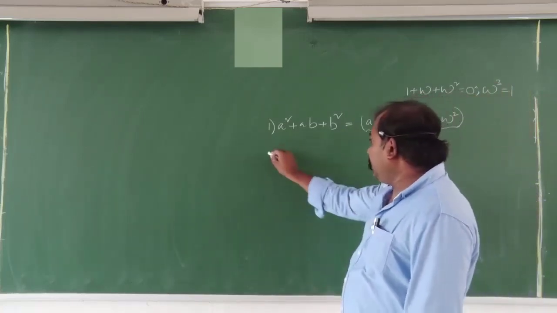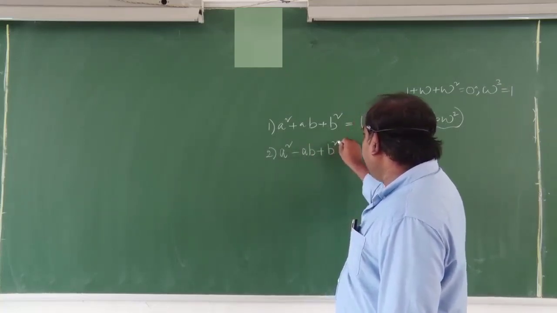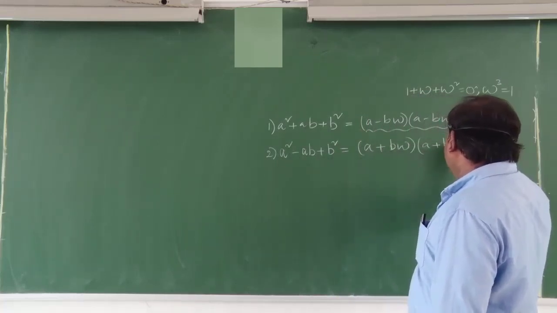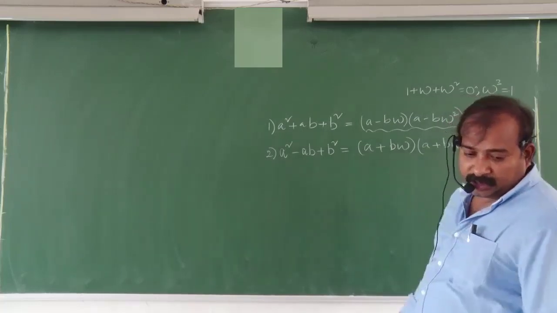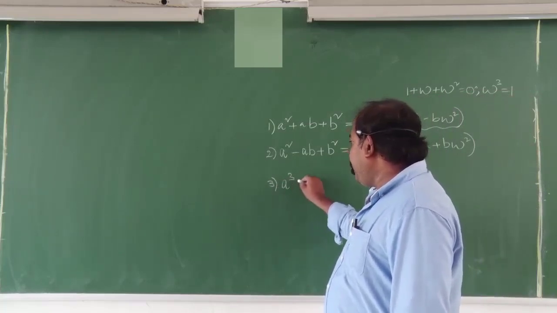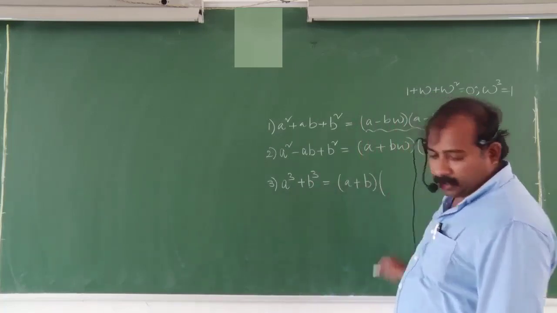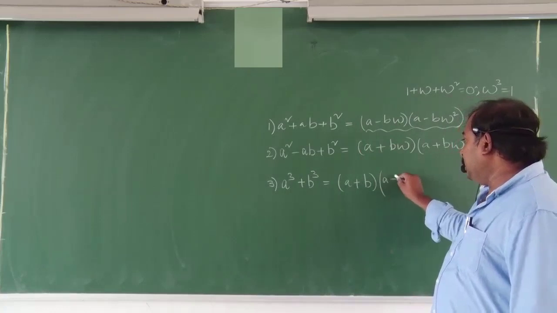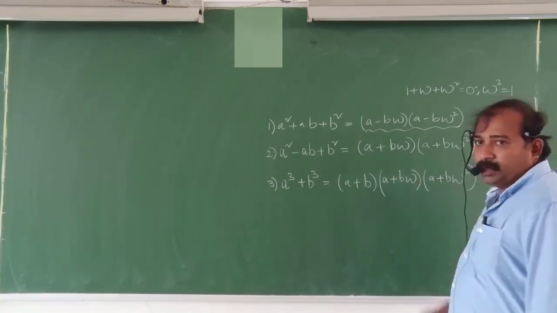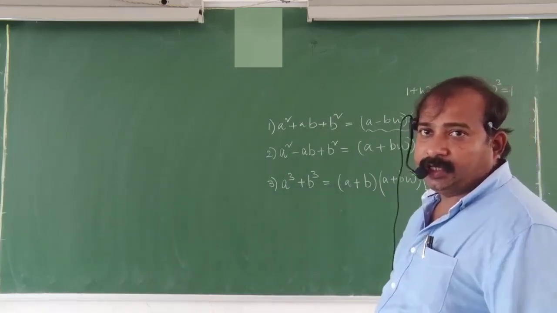That's it. And next one more property they gave: a square minus ab plus b square equals a plus b omega into a plus b omega square. This is also one more property. Next, third property: a cube plus b cube equals a plus b into a plus b omega into a plus b omega square. This is one more property. So if you want more, you can multiply them. Then you will get the answer.